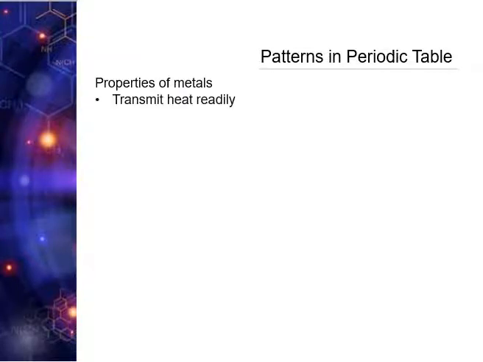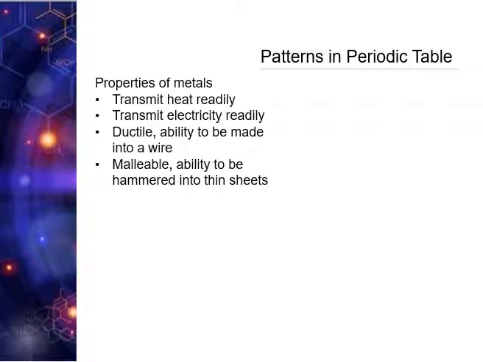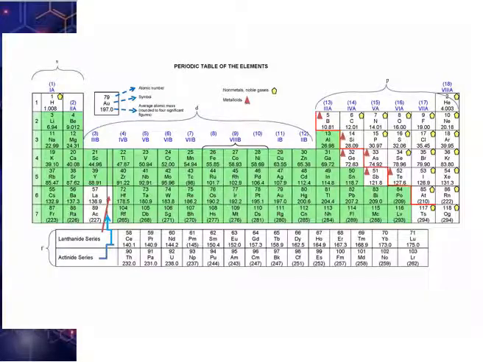Properties of metals. They transmit heat and electricity well. They are ductile, which means metals can be made into a wire. They are malleable: metals can be hammered into thin sheets. They have a shiny luster. And the ones listed in the green are metals.